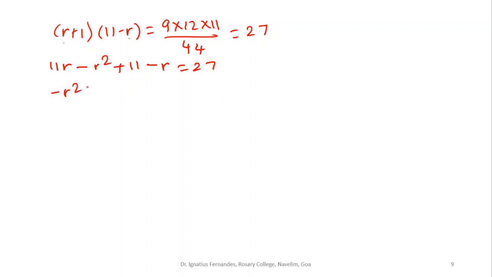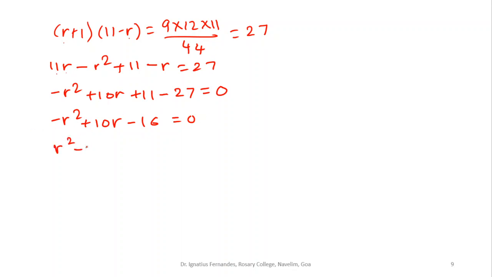So I have minus R square, 11R minus R is plus 10R, plus 11, and this 27 I'll shift to the left side, so minus 27 equal to 0. So I have minus R square plus 10R minus 16 equal to 0. 11 minus 27. I'm going to get rid of this negative sign. I'll get this as R square minus 10R plus 16 equal to 0.